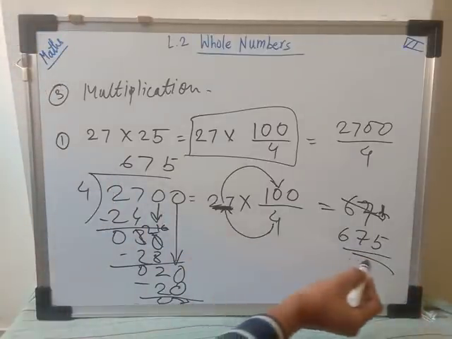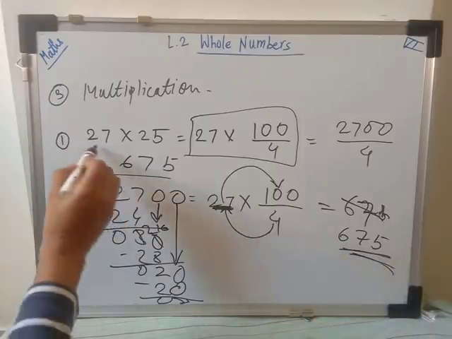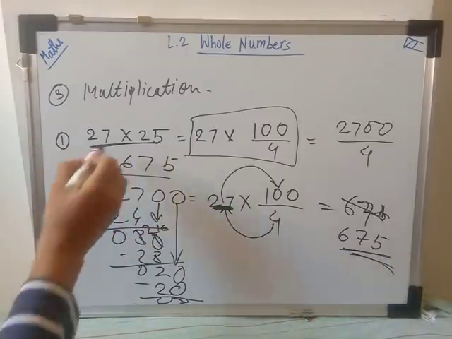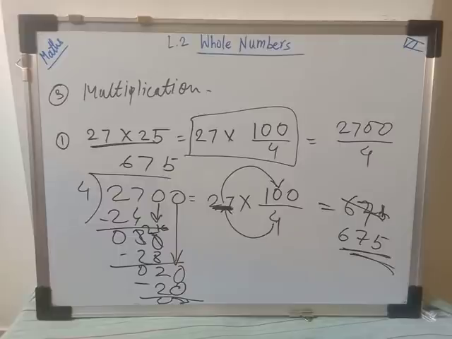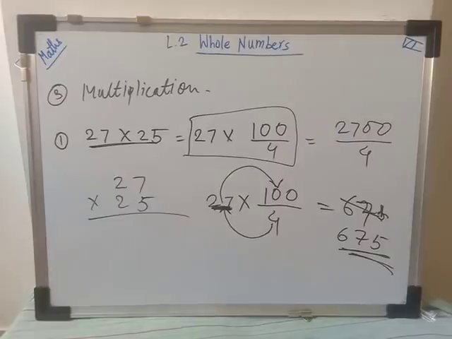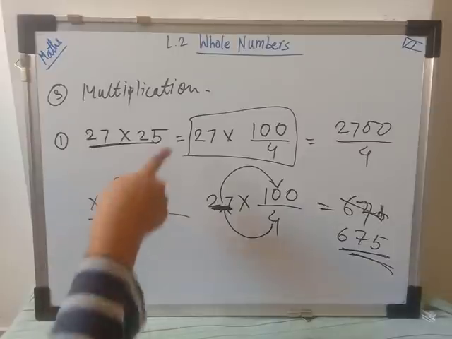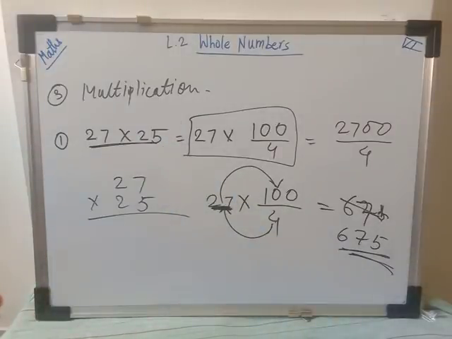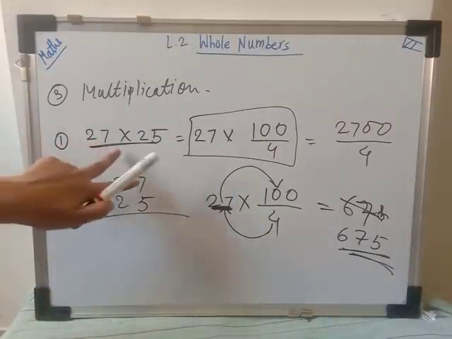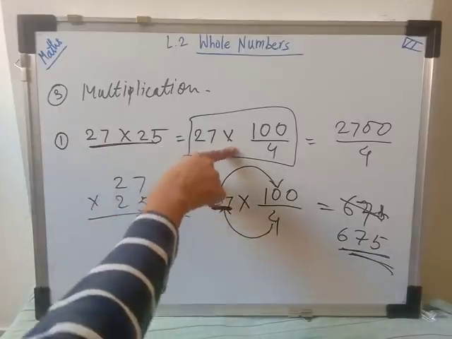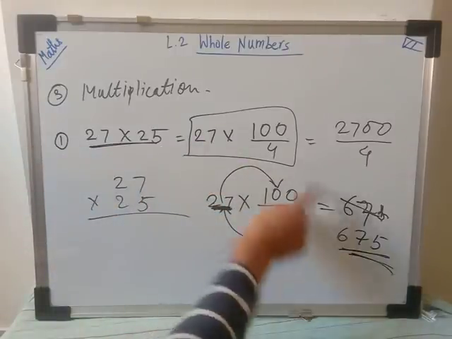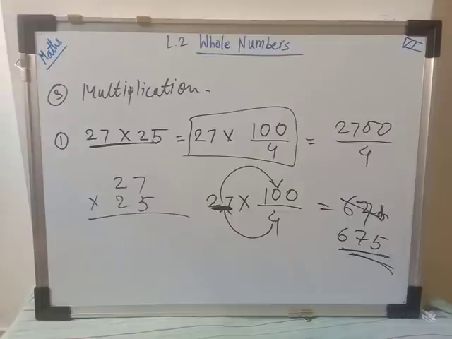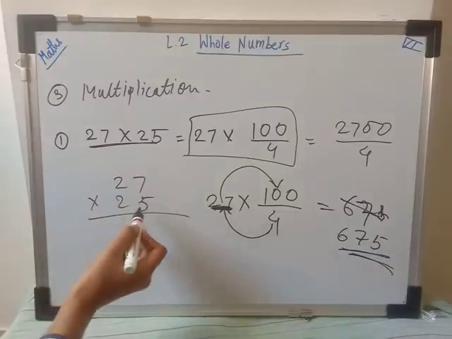Now let's find out whether this is the correct answer by directly doing the multiplication of these two numbers. Now we are going to cross check whether our answer is right or not, because they have used the equal sign. Equal to means the value of this expression is equal to this one. Our answer from this equation is 675. So let's do the multiplication.